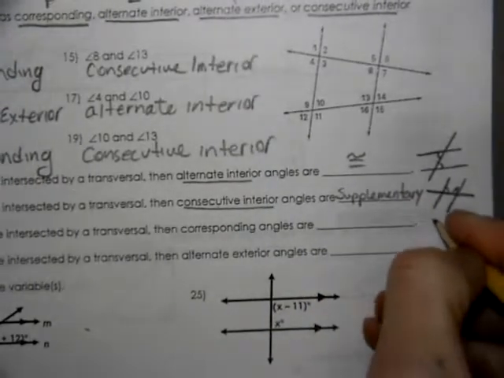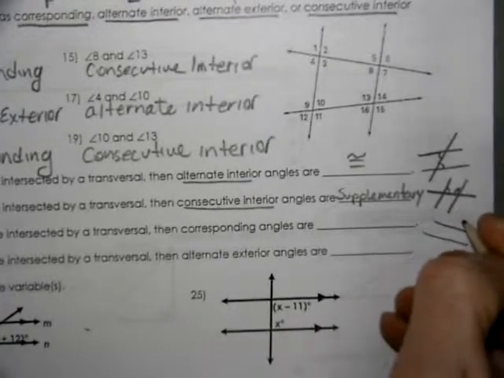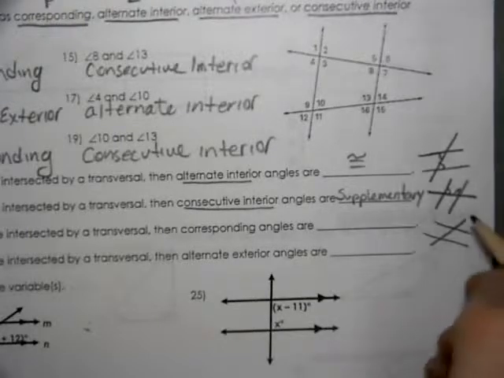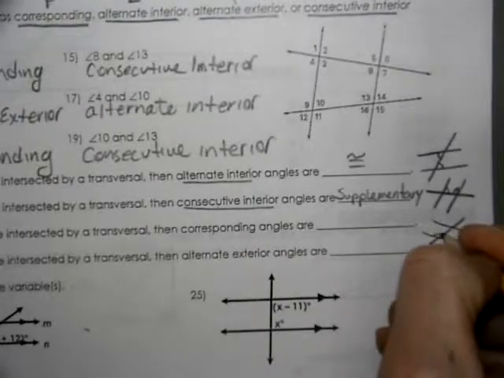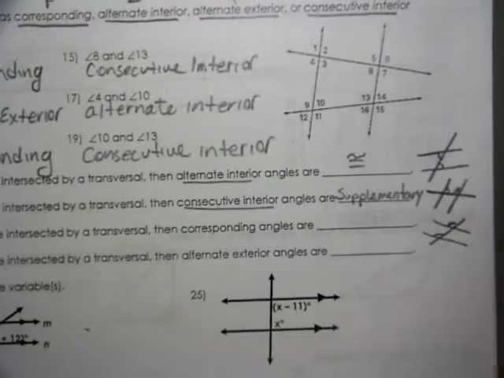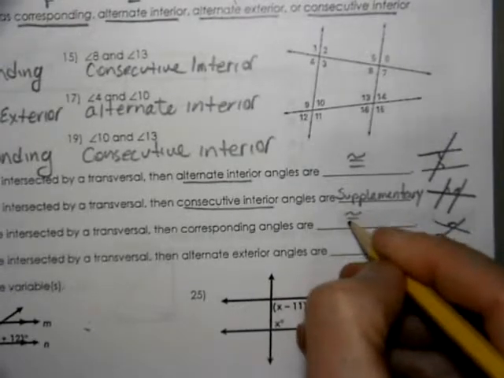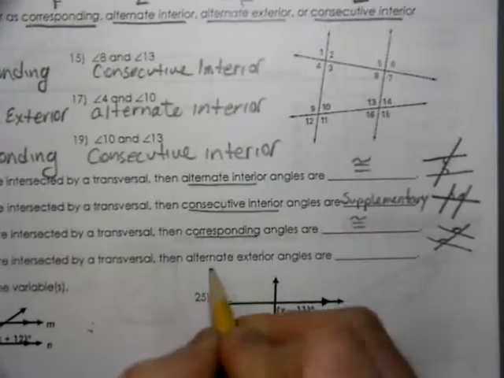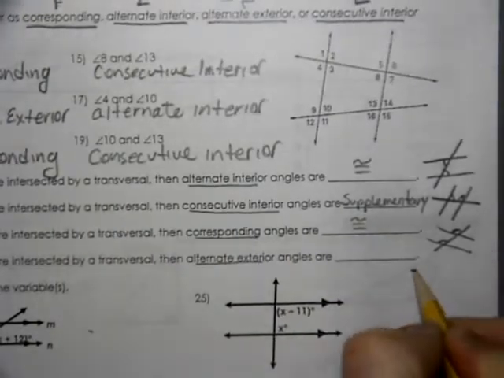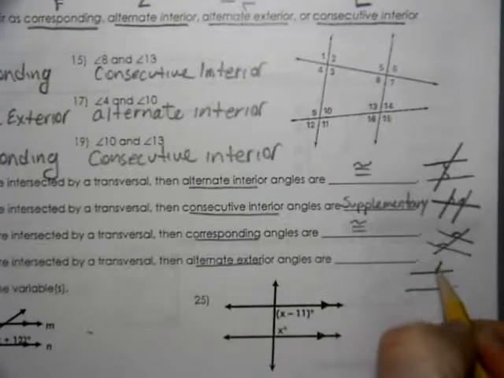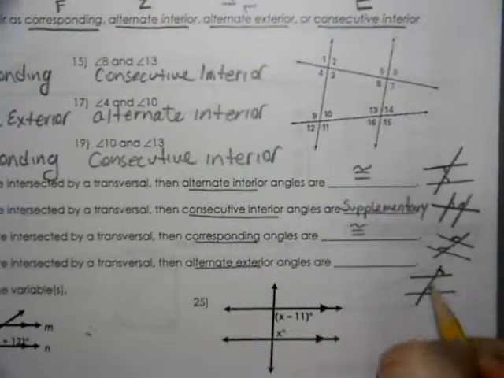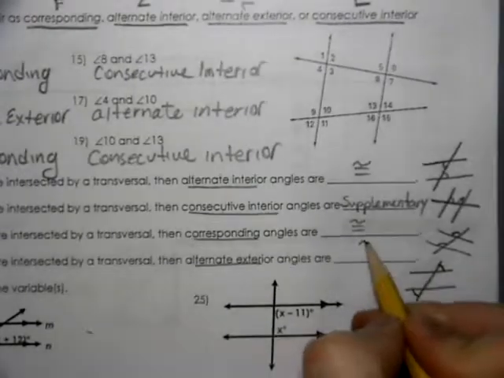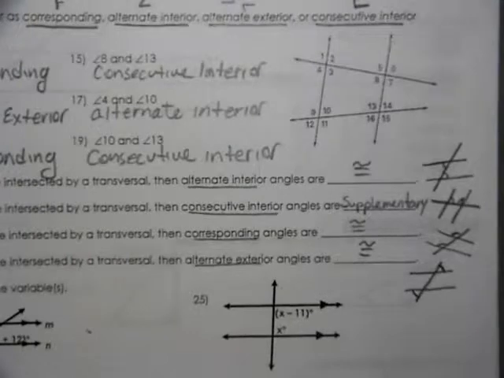Here again, you have two lines that are parallel with the transversal. The corresponding angles, they're going to be congruent. And then to finish up with alternate exterior, those would be considered alternate exterior. They're also going to be congruent.